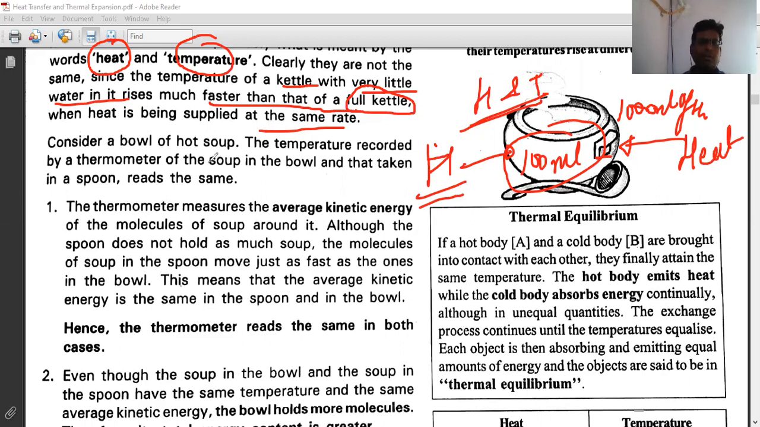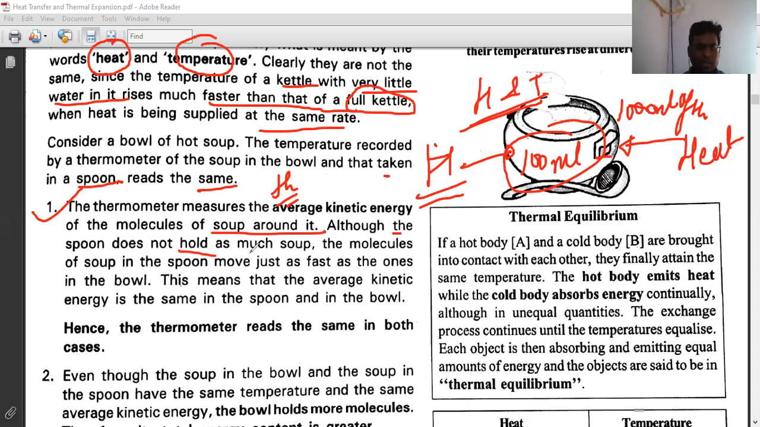The temperature recorded by the thermometer for the soup in the bowl and the soup in the spoon reads the same, right? The thermometer measures the average kinetic energy of the molecules of the soup around it. So what does a thermometer do? It measures the molecule temperature or kinetic energy.